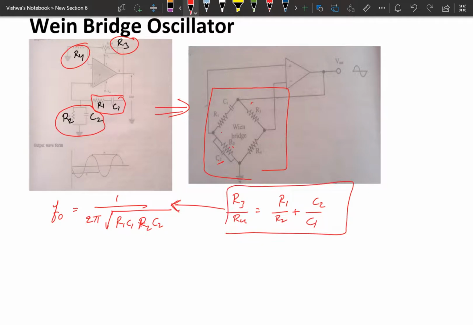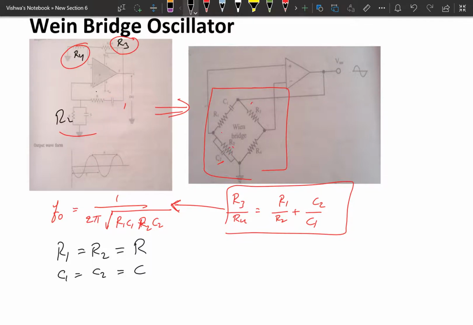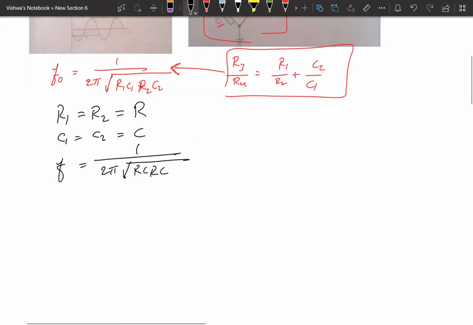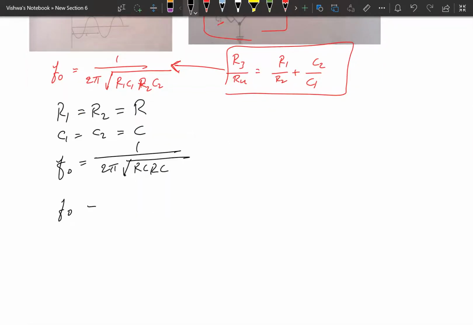Now what should be the values of R3 and R4? Let us assume we are considering the resistor values R1 equal to R2, that is equal to R, and C1 equal to C2 equal to C. These two resistors are the same value, equal to R, and these two capacitors are the same value, equal to C. Under these conditions the frequency becomes f equal to 1 divided by 2 pi square root of R squared C squared, that is equal to 1 by 2 pi R C. So f naught, the resonant frequency, is 1 by 2 pi R C.